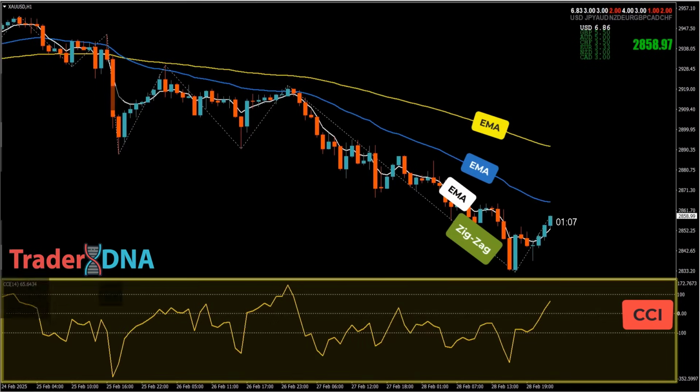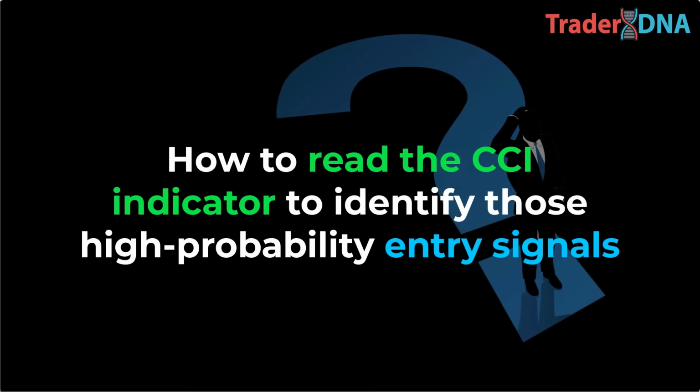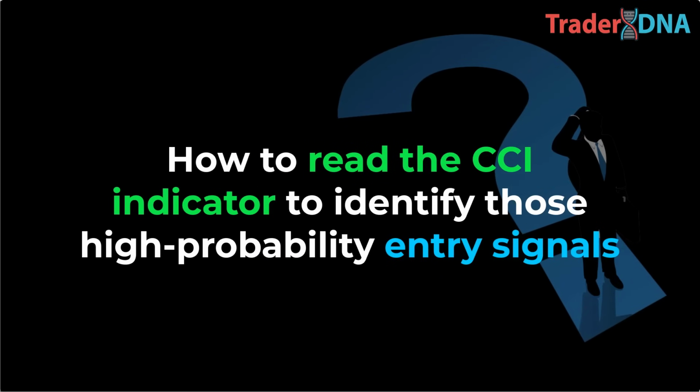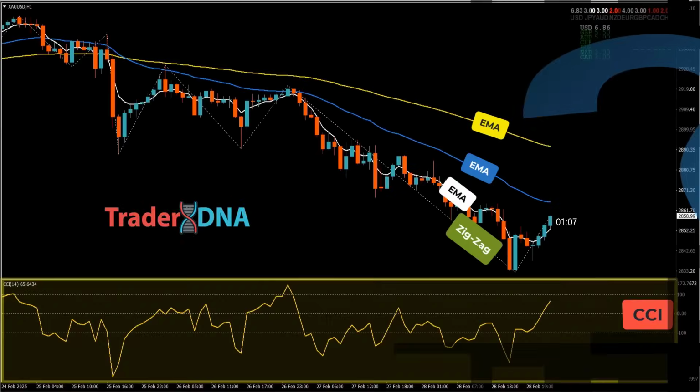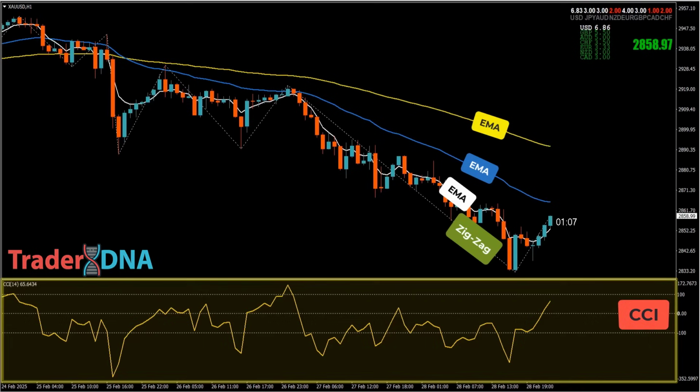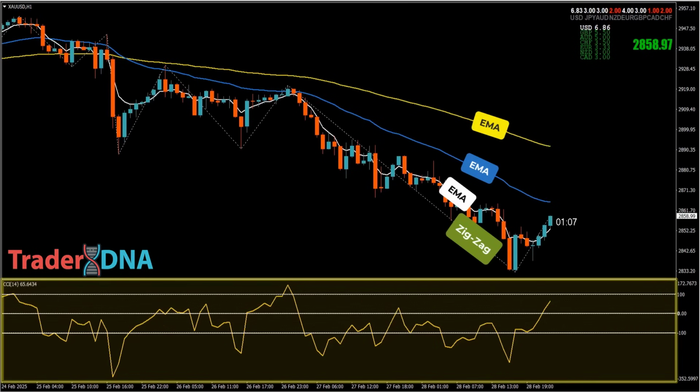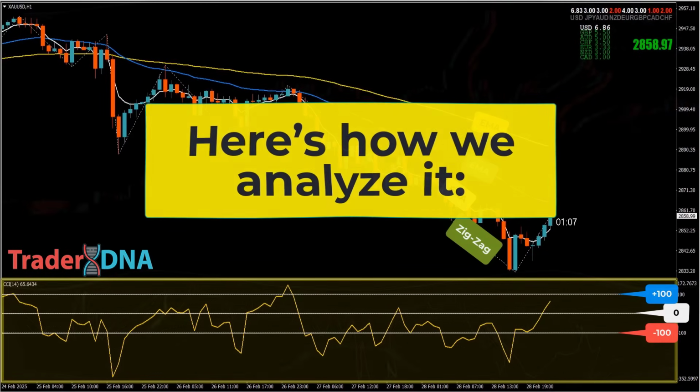First, let me show you how to read the CCI indicator to identify those high probability entry signals. Take a look at this. On the CCI indicator, there are three key levels you absolutely need to know: -100, zero, +100. These are critical levels for spotting high probability trade setups, where the potential reward is significantly larger than the risk you're taking on each entry. Here's how we analyze it.